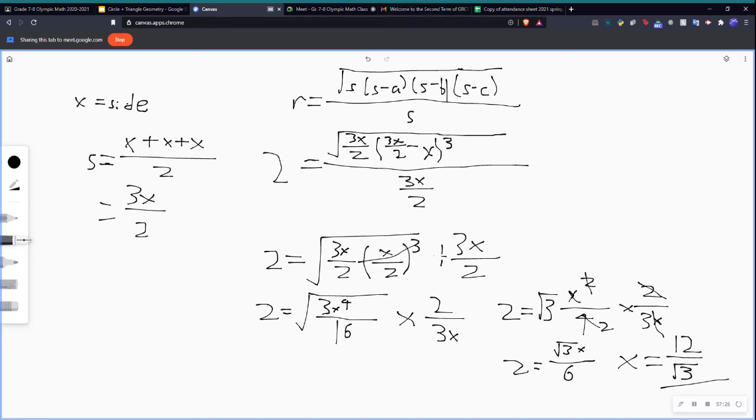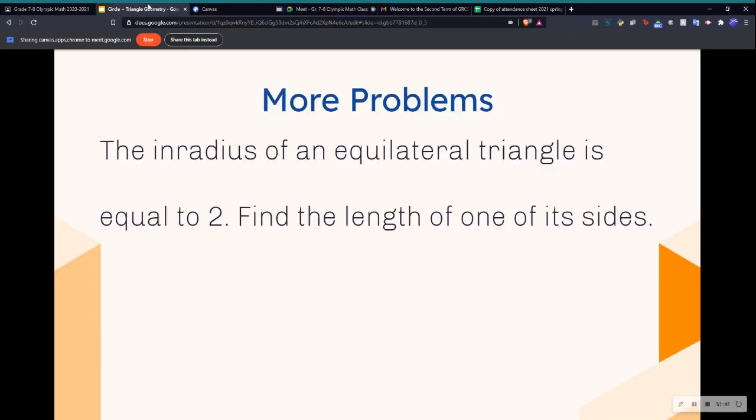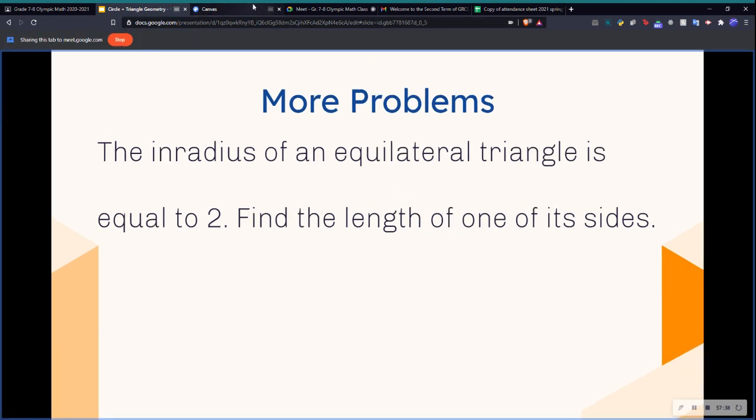All right, any questions about this? I don't think we have time for another problem, so you guys can try to solve it on your own time. I'll post a slideshow on Google Classroom. Any questions about this problem?